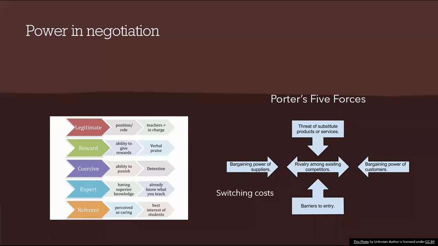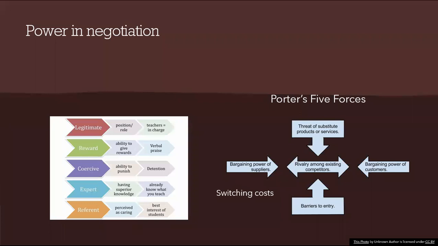Reward power is the ability to reward the other party for doing something well. You may leverage this type of power by promising some reward to the supplier. Opposite to reward power is coercive power. Coercive power is the ability to threaten and punish the other party for not doing what you want them to do.